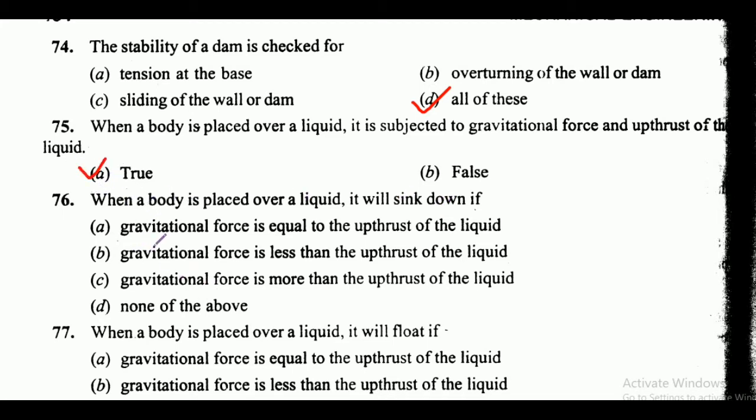Next is: when a body is placed over a liquid, it will sink down if, here option A is gravitational force is equal to the upthrust of the liquid. Option B is gravitational force is less than the upthrust of the liquid. Option C is gravitational force is more than the upthrust of the liquid, and option D is none of the above. So here friends, option C is the correct answer, that is gravitational force is more than the upthrust of the liquid.